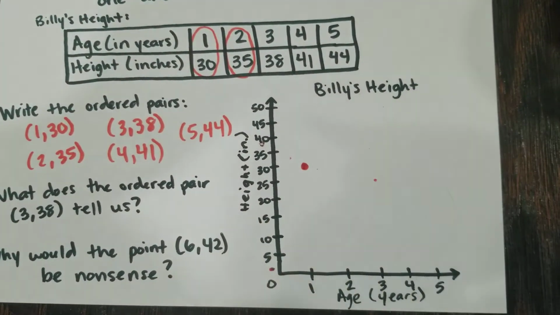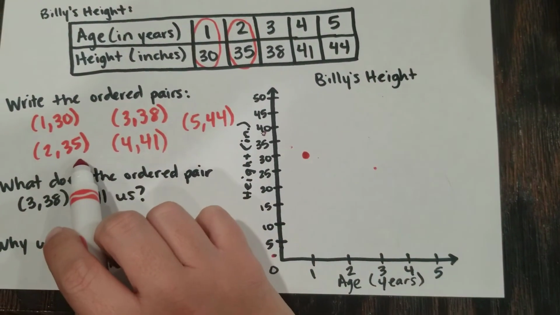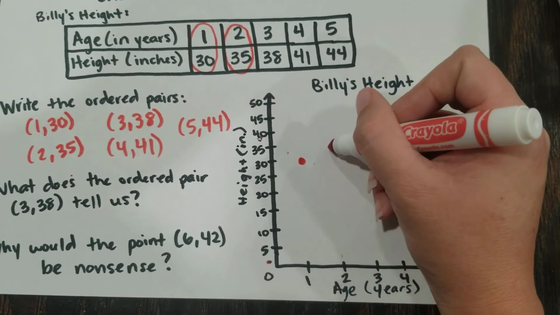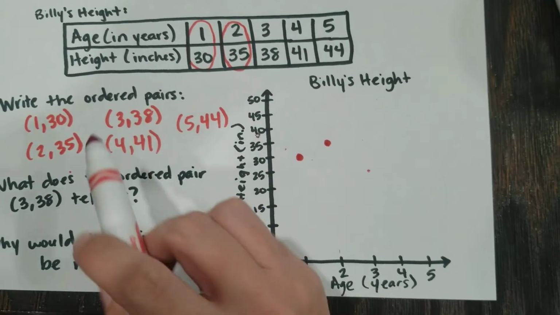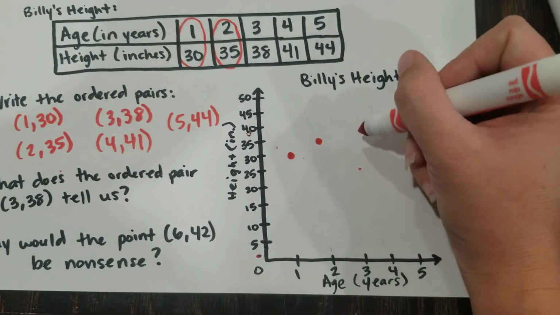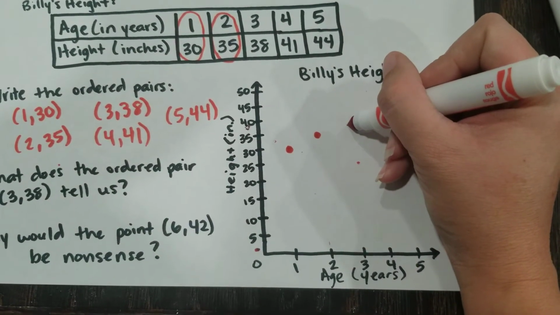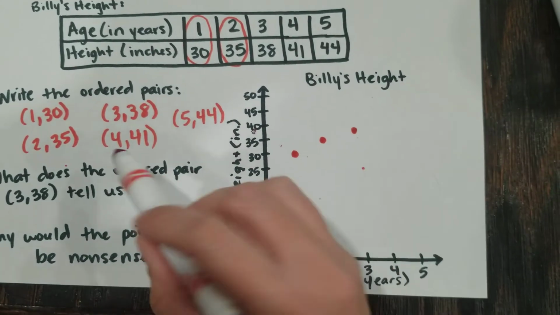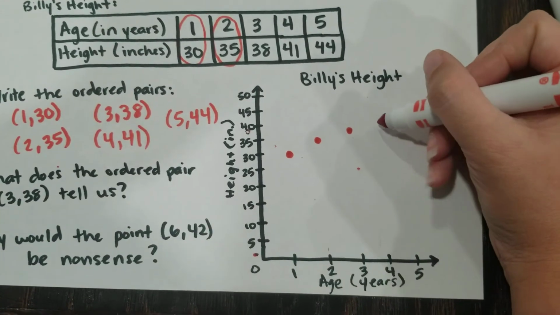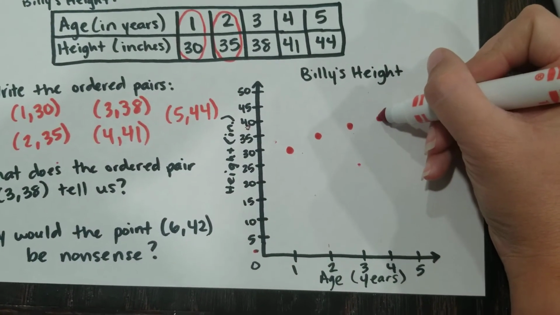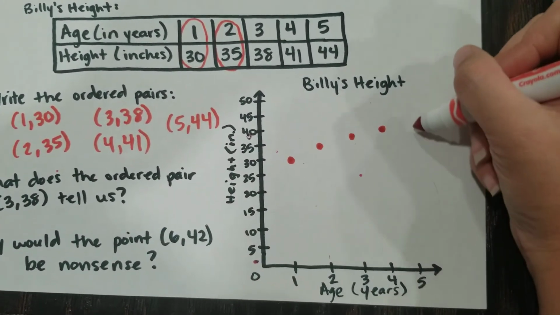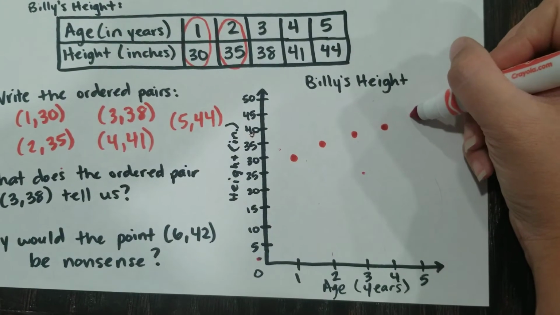About right there. Okay, my next one, (2, 35). I'm going to go over 2, up 35. Then (3, 38). Over 3, up 38. It's a little under the 40, about right there. Okay, (4, 41). Over 4, up 41, a little bit above the 40. And then (5, 44). So over 5, up 44. It's almost to 45. There we go.